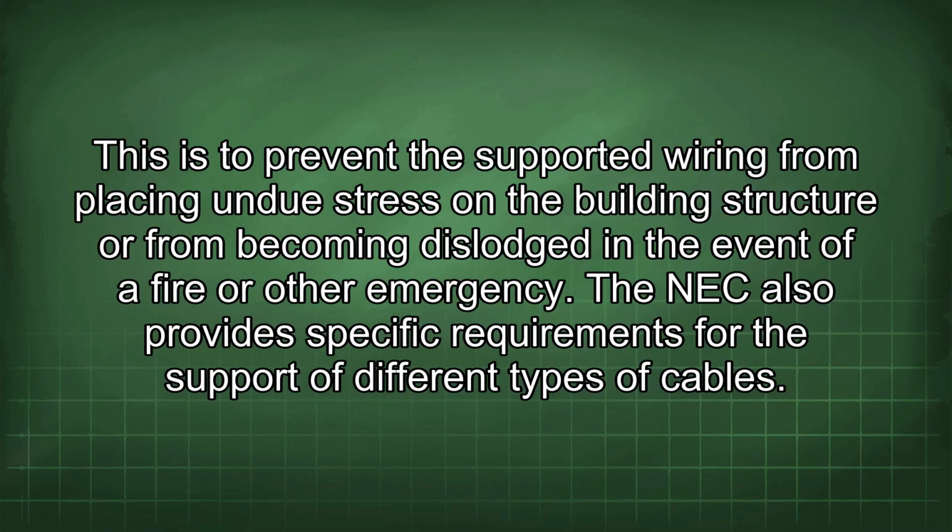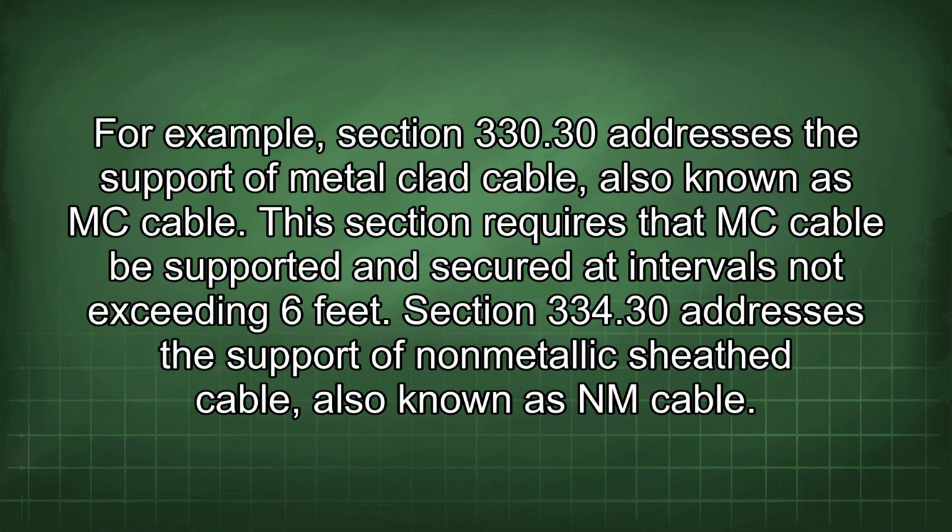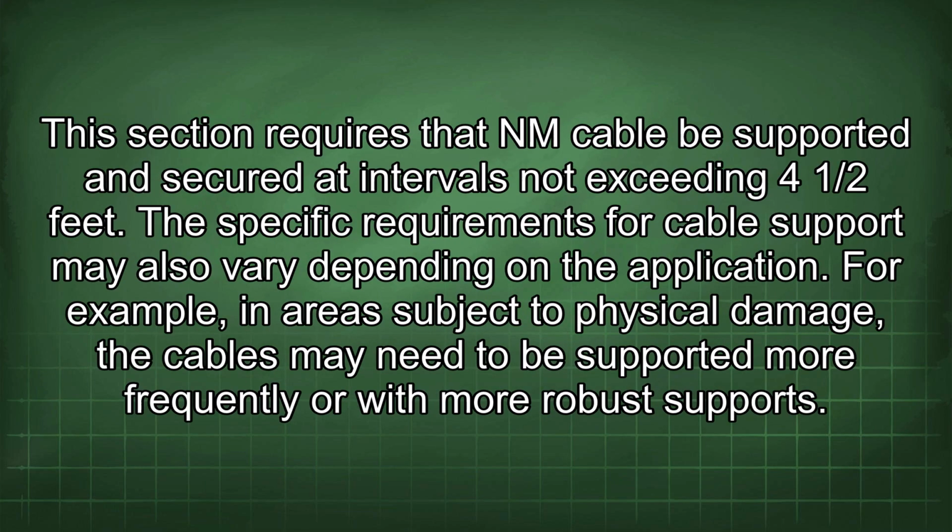The NEC also provides specific requirements for the support of different types of cables. For example, Section 330.30 addresses the support of metal-clad cable, also known as MC cable. This section requires that MC cable be supported and secured at intervals not exceeding 6 feet. Section 334.30 addresses the support of non-metallic sheathed cable, also known as NM cable. This section requires that NM cable be supported and secured at intervals not exceeding 4 1/2 feet.